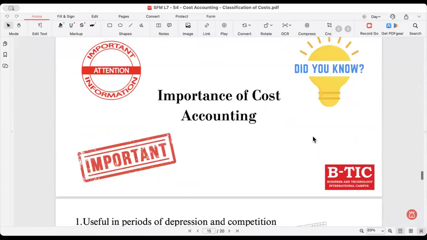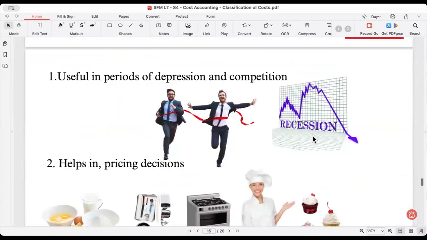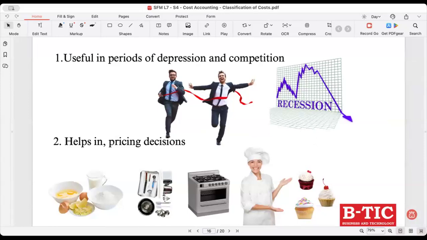And now let's look into the importance of cost accounting. Number one, useful in periods of depression and competition. During trade depression, the business cannot afford to have any leakages. So the managers should know where economies may be sought and waste eliminated, meaning they must be able to use the resources effectively and efficiently without any wastage during the periods of depression.